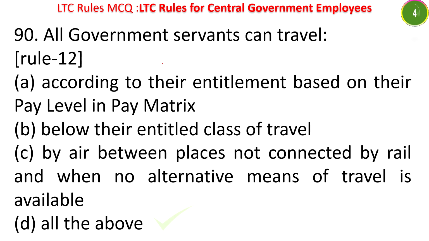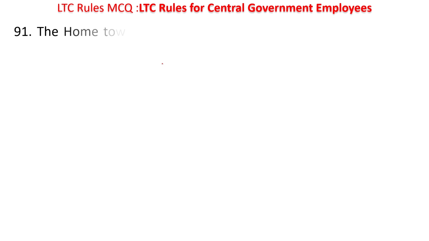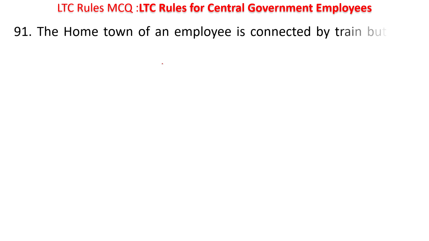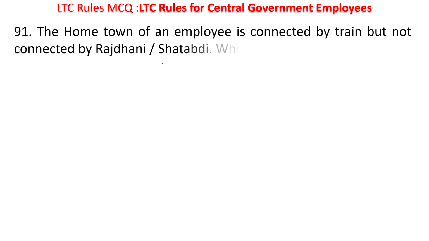The answer is all of the above. Next question. The hometown of the employee is connected by train but not connected by Rajdhani or Shatabdi. Which of the following is correct?